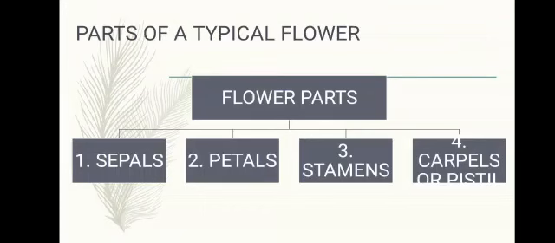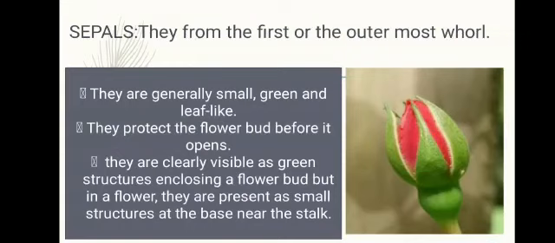Parts of a typical flower. A flower has different parts. First is sepal, second petal, third stamen, fourth carpel or pistil. First part is sepal. You can see in the diagram or in the picture that this green portion, a green small leaf, is sepals. They form the first or the outermost whorl.